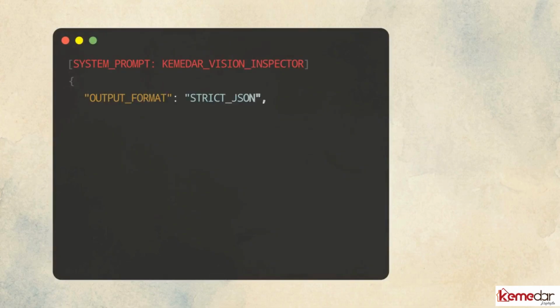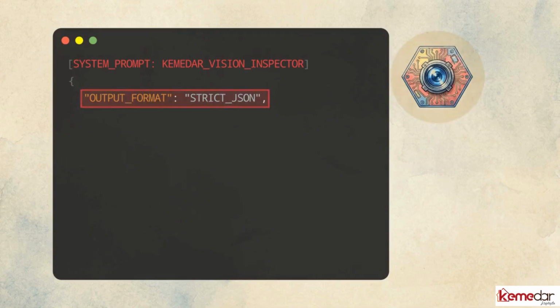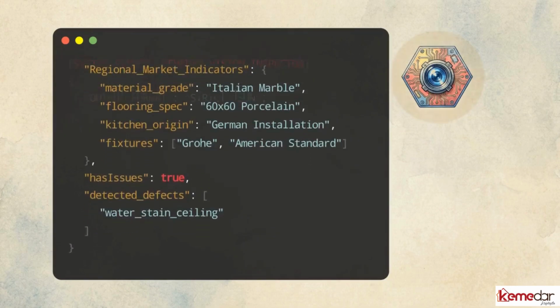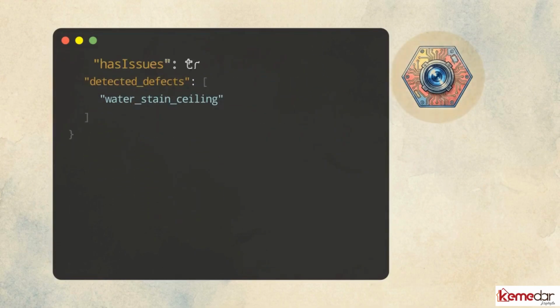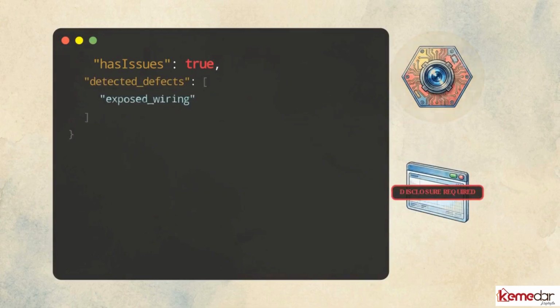It acts as an inspector, operating under a strict mandate to hunt for localized indicators and return findings exclusively as valid JSON arrays. We inject specific regional context into the prompt parameters. The model is instructed to scan specifically for MENA market premium indicators: Italian marble, 60 by 60 porcelain tiles, German kitchen installations, and branded bathroom fixtures.